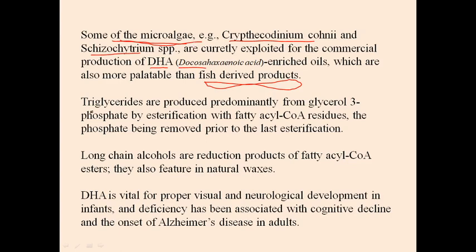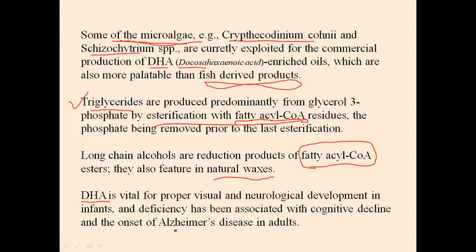The next significance of the acetate pathway is triglycerides. Triglycerides are produced predominantly from glycerol-3-phosphate by esterification of fatty acyl coenzyme A. This fatty acyl coenzyme A is a product of the acetate pathway. And another significance is natural waxes. Natural waxes can be formed from fatty acyl coenzyme A, and fatty acyl coenzyme A is a product of the acetate pathway. Another important significance is DHA, docosahexaenoic acid.